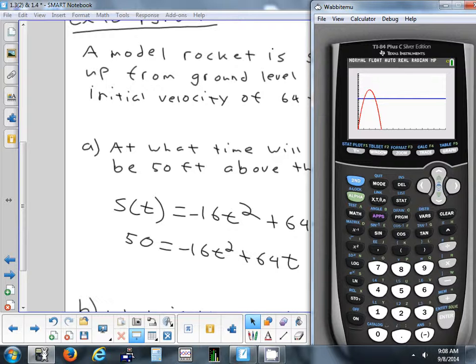All right, so I overestimated that a little bit. The object's only in the air for about maybe 5 seconds. So you don't need to set your x max that high if you don't want to. Looking at that graph, the blue line is where y equals 50.